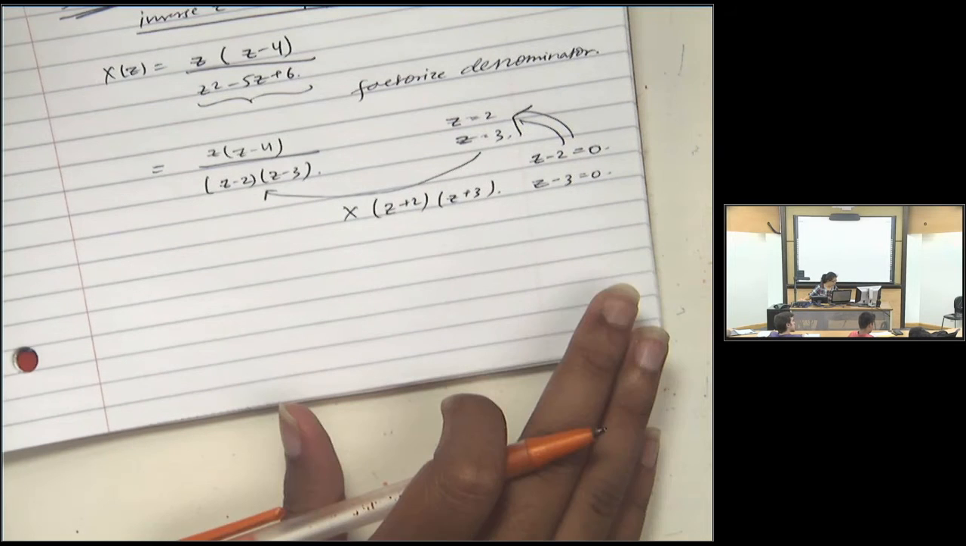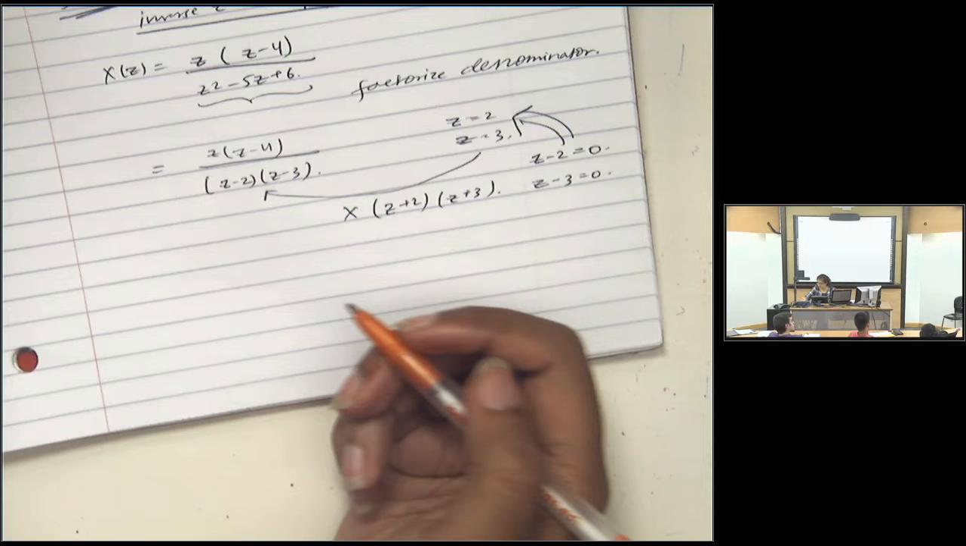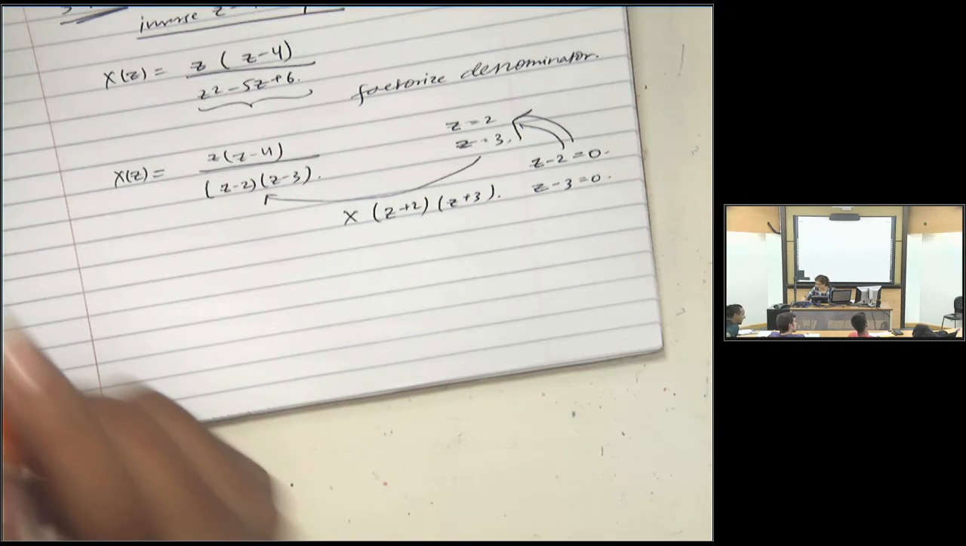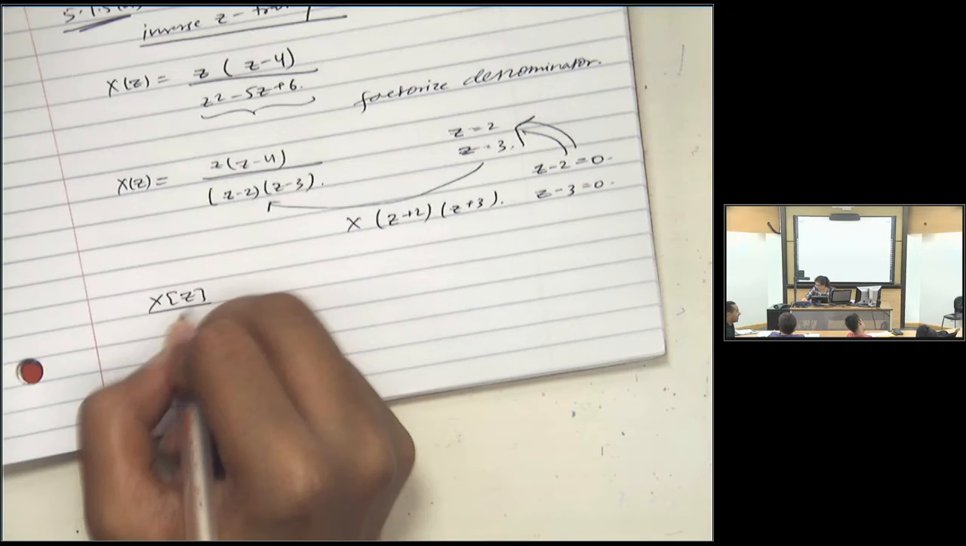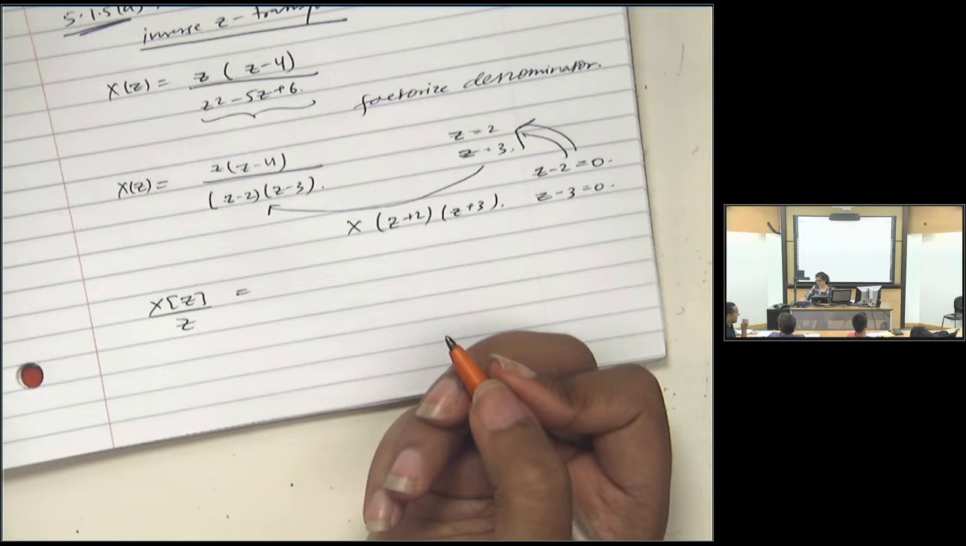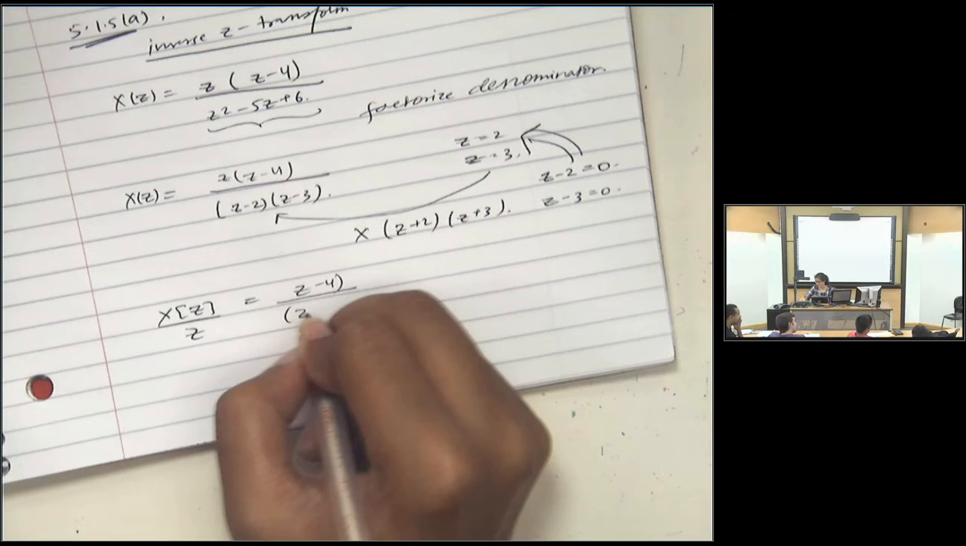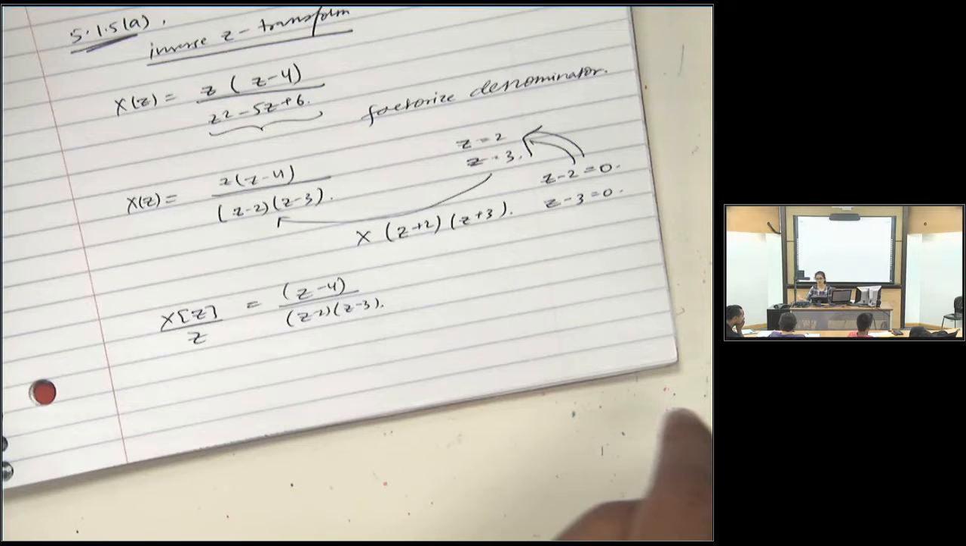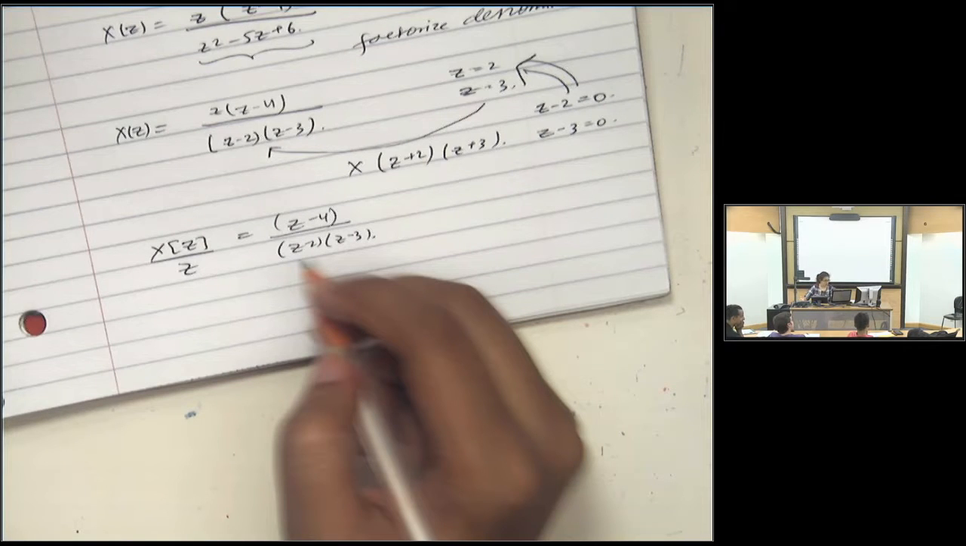Okay. So what is the next step? Separate the Z. Yes. So X of Z over Z, and we have Z minus 4 over Z minus 2, Z minus 3. Also always check that the degree of the numerator is less than the denominator. If it's not, do your long division method, and you'll get a constant term from that.